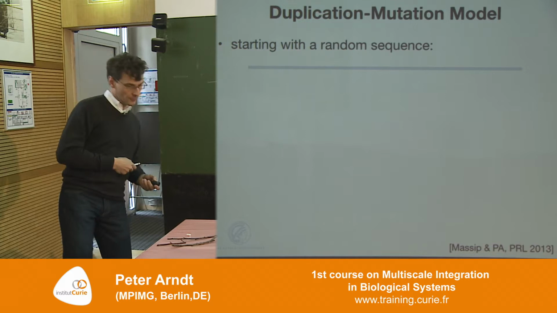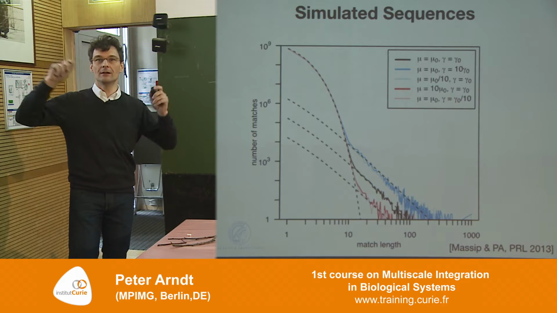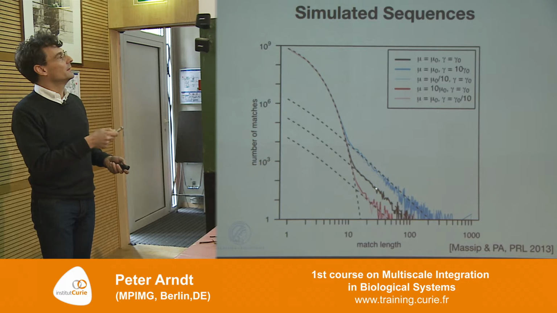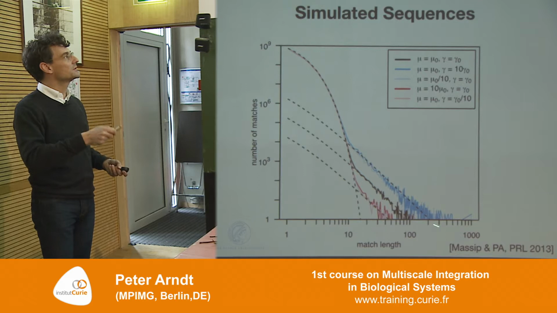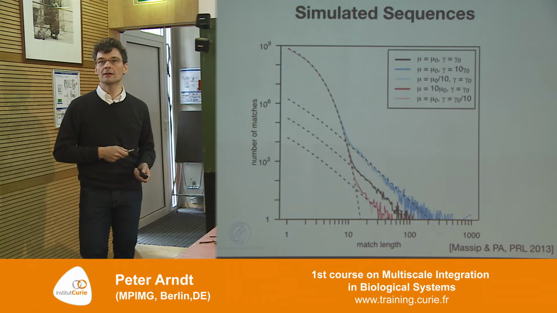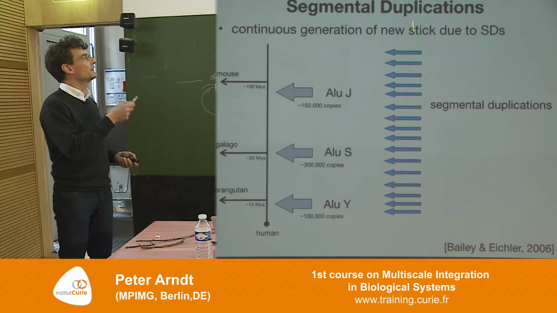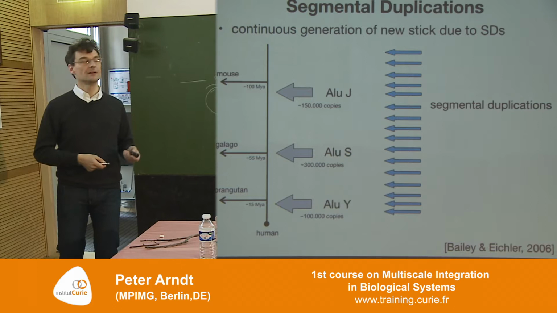Okay, let's skip this. You can do simulations on a computer, and you easily see those power law tails in distributions. They all occur for various rates, so you can tune any of those rates, and it doesn't change the exponent. As I said, the exponent is universal. It's just the prefactor of this power law tail which changes if you change the rates. And the only ingredient we used is that there is a continuous process which generates segmental duplications. But that is already known from biology.